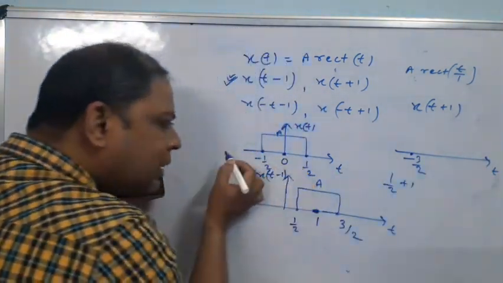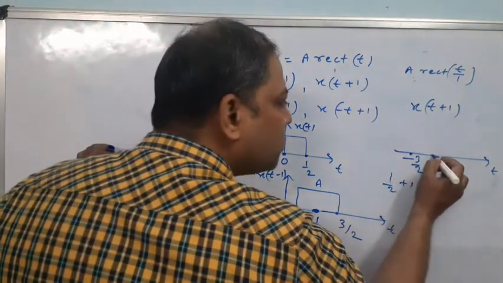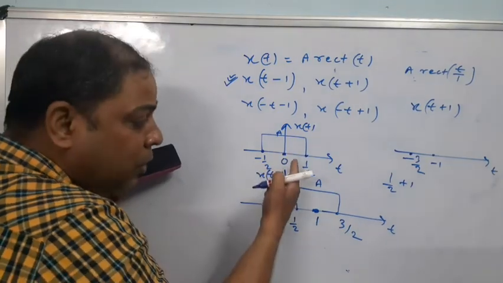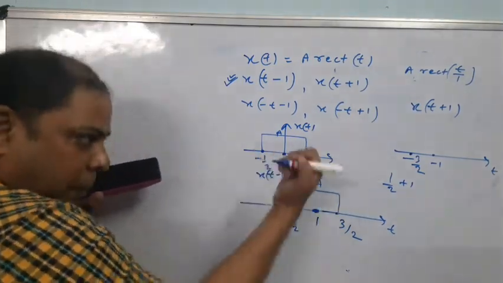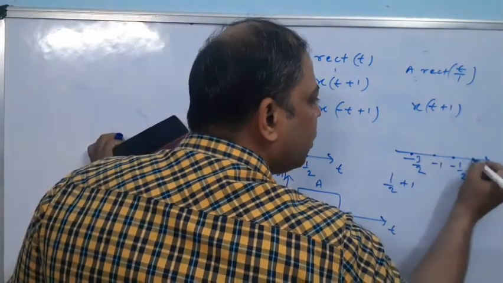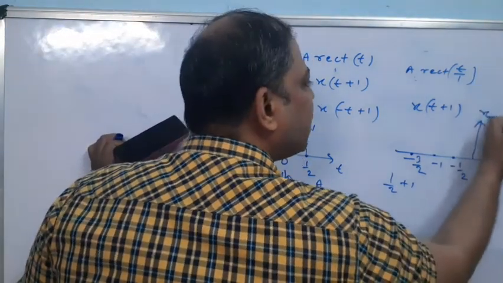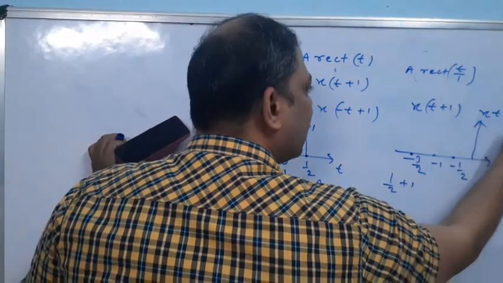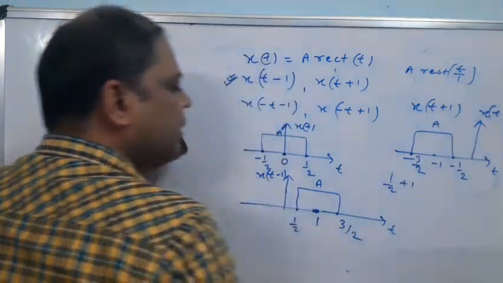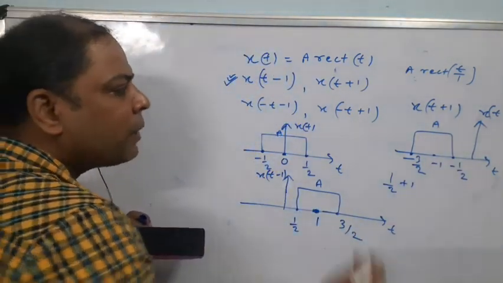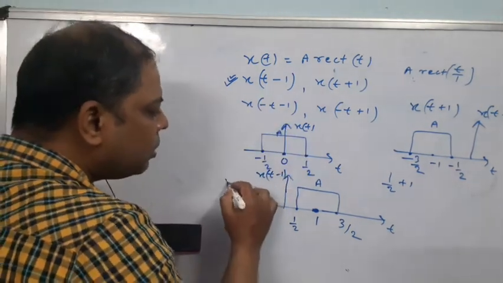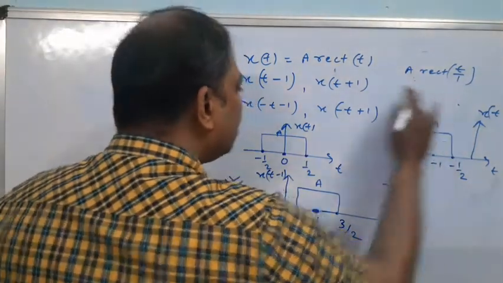Now this point is shifted towards left by an amount of 1, that means this point comes to minus 1. 1 by 2 shifted towards left by an amount of 1 comes to 1 by 2 minus 1, because left means minus 1. This is minus 1 by 2. So now here you will find the origin. This is your x of t plus 1. Now the signal will become this. This is A, same height. Understood or not? Okay. So this is your left shifting operation. That means x(t minus 1) you have drawn, this is x(t plus 1). Now you have already drawn.